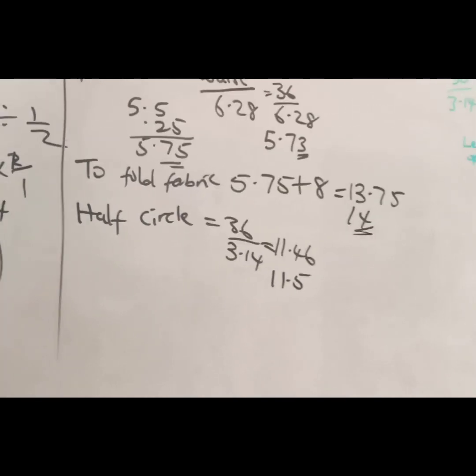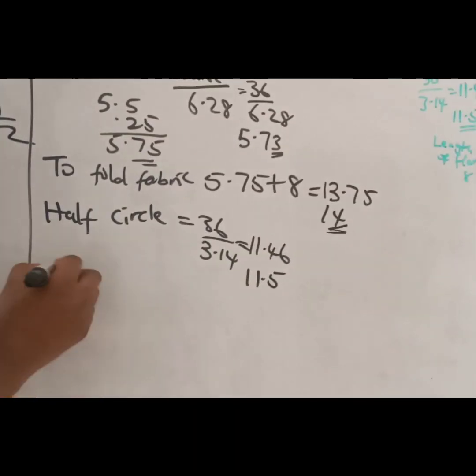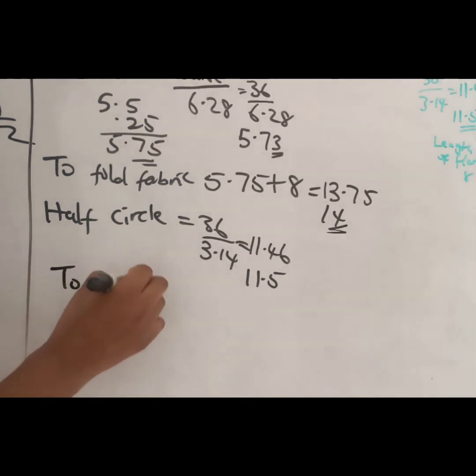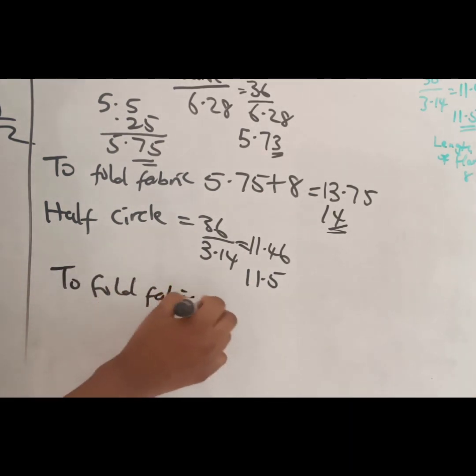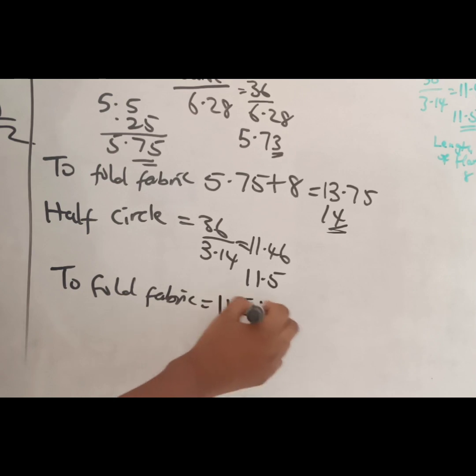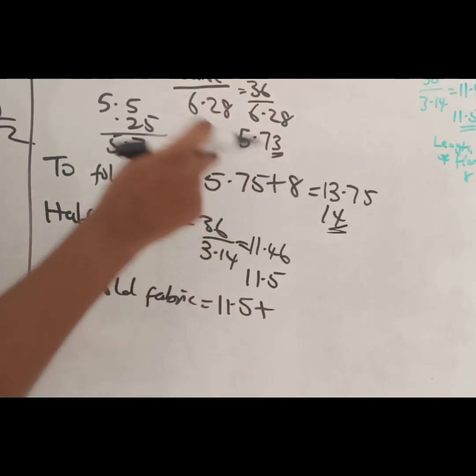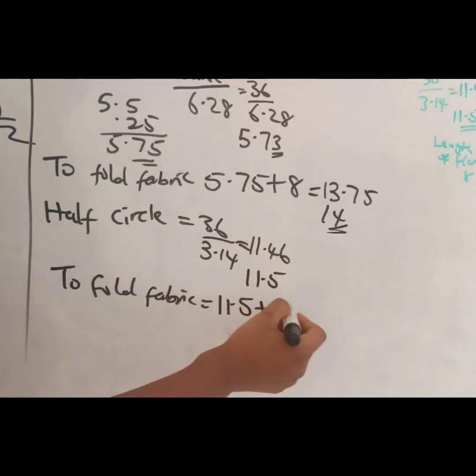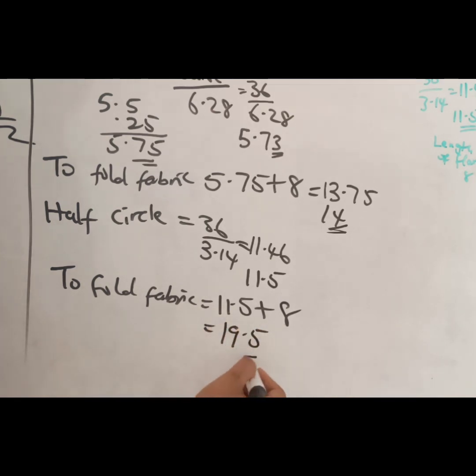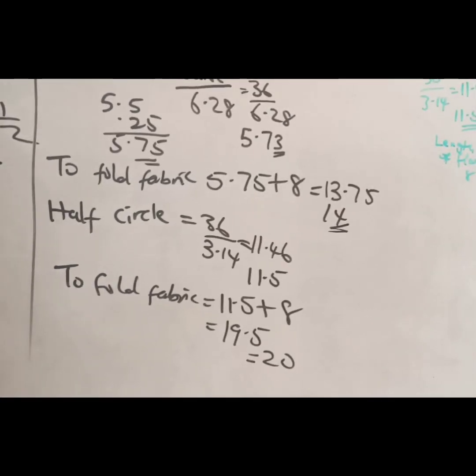So if you are going to fold your fabric, it will be 11.5 plus the length of the flare, which is 8, and that gives us 19.5. So you can actually fold on 20. Okay, so let's quickly look at how to fold our fabric.